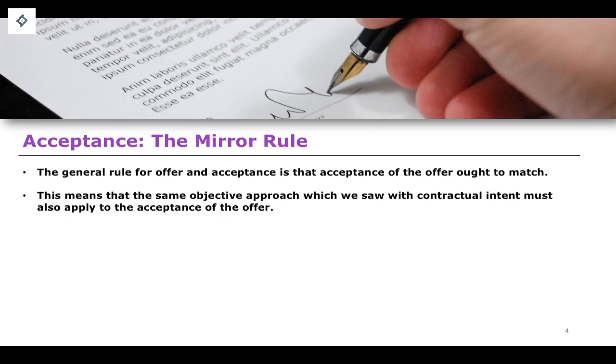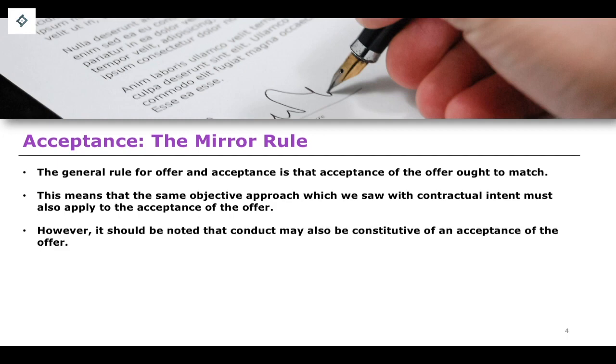Well, it means that when we look at an offer, we apply lots of different principles. For example, we look at an objective approach as to whether or not an offer existed. We talk about whether or not a reasonable person, or a business of business acumen, will have understood the facts of a particular case to have been an offer, and we say that this is an objective approach. Well, it means that this very same objective approach that we apply to the offer of a contract has to also exist when we talk about the acceptance of said offer. It should be noted as well that conduct may also be constitutive of an acceptance of an offer. So we will get to that in a second. But ultimately, the mirror rule tells us that we ought to see the acceptance of an offer in a similar way to the process by which an offer is made.